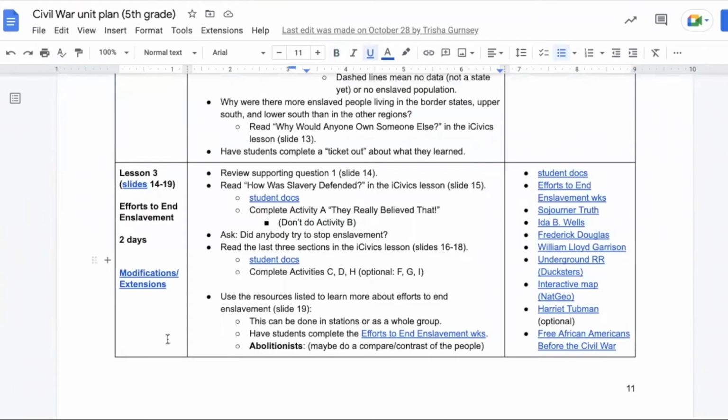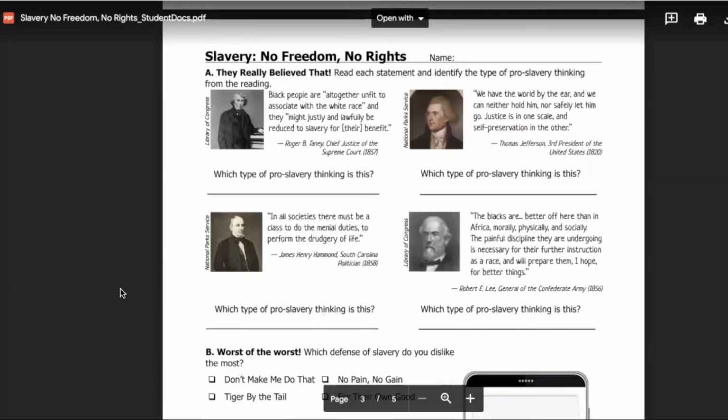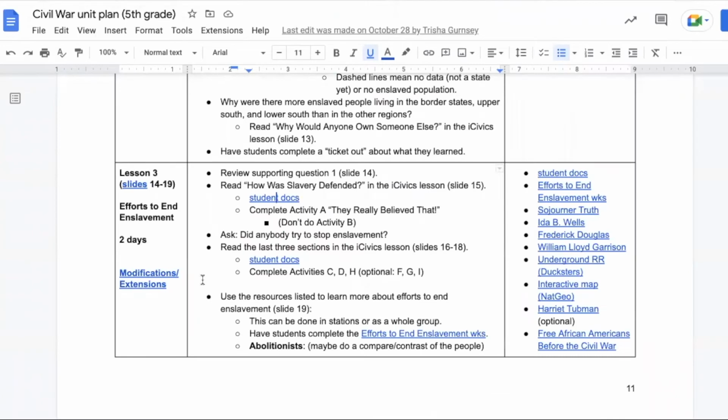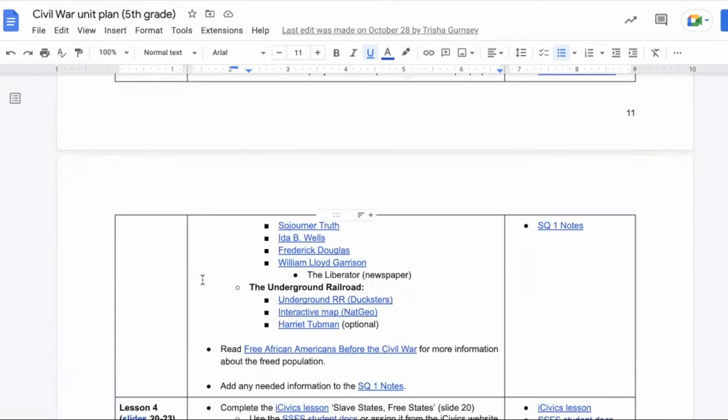In lesson 3, we continue on with the iCivics lesson and read How Was Slavery Defended? Students will complete section A of the worksheet called They Really Believe That to understand some of the pro-slavery thinking that was present at that time. This can prompt into a discussion about actions that people took to try and end enslavement, particularly our abolitionists, and continue that learning into the Underground Railroad. We also have information about the freed population prior to the Civil War.